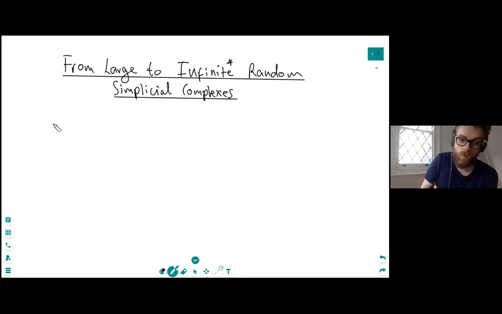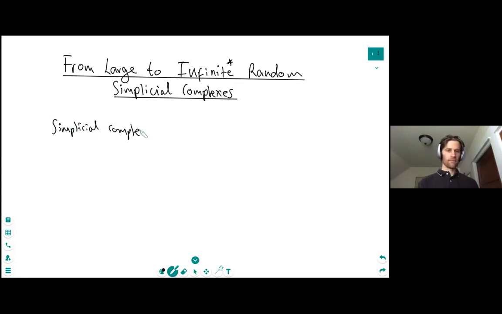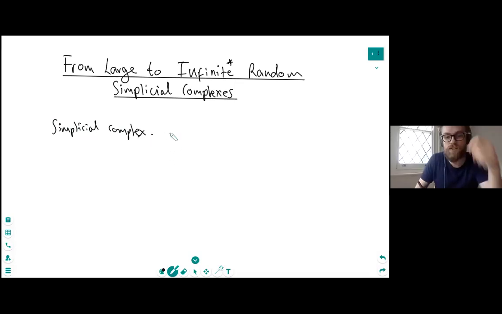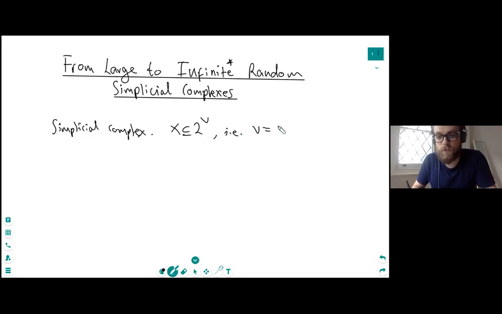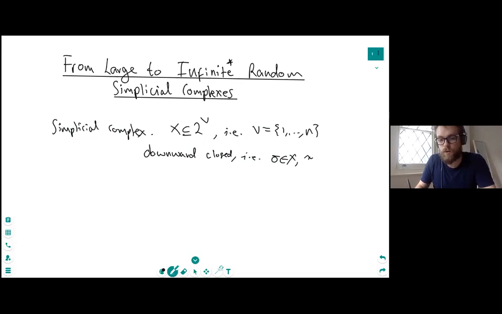So firstly, what's a simplicial complex? Obviously I'm preaching to the choir with an applied topology group, but for me, it's going to be a subset of a power set of a set of vertices. So we have a vertex set 1 to n, and our simplicial complex X is a set of subsets of this set of vertices, and it satisfies downward closure. I.e. if sigma is in X and tau is a subset of sigma, then tau is in X.